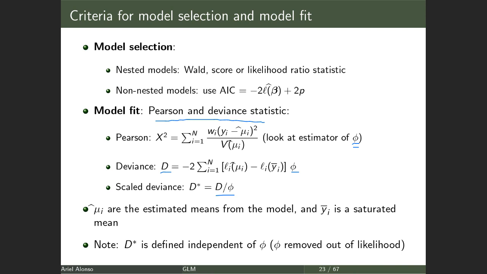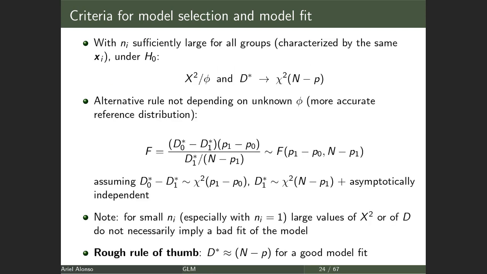And well, the deviance, of course, is the maximum likelihood ratio test comparing your model with a saturated model. So you estimate the mu over here using your model, and then this is the mean you get from the saturated model. It's the saturated model over here. And the scale deviance, of course, will not depend on psi because the deviance has a psi here. If you divide it by psi, then the scale deviance will not depend on psi.